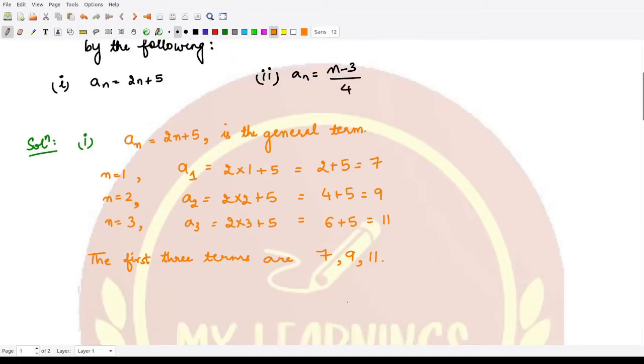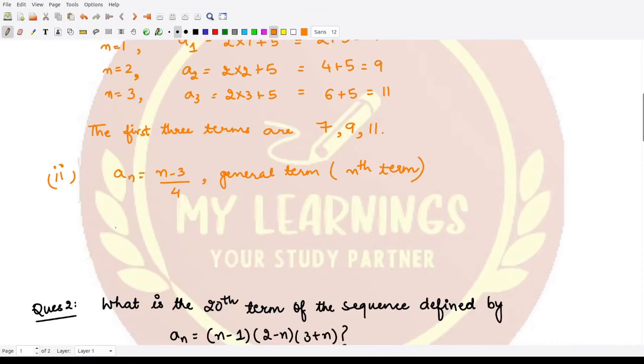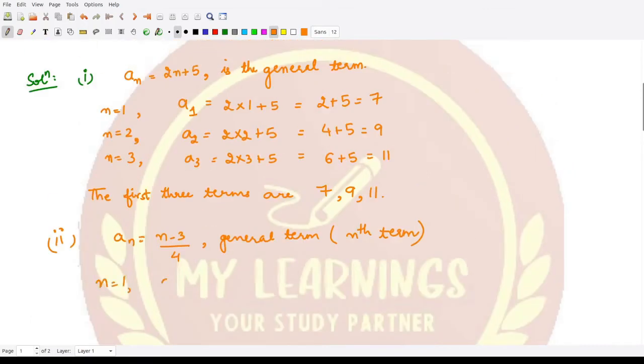Similarly, we can do for the next part. For the next part here, we have an is equal to n minus 3 upon 4 as the general term. So this is the general term, or you can say this to be the nth term, right? For this nth term here, we can have n is equal to 1 for a1. In place of n, we'll be writing 1. So we would be having 1 minus 3 upon 4. You can simplify this to have minus 2 upon 4, which in the lowest form gives you minus 1 upon 2.